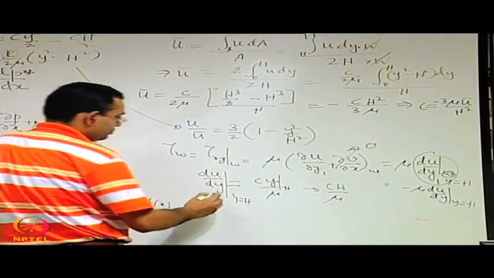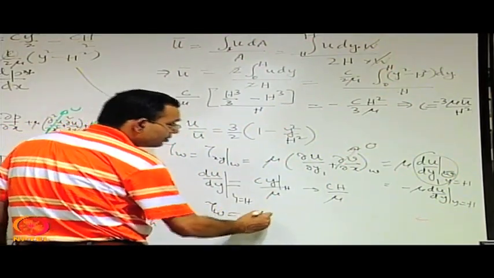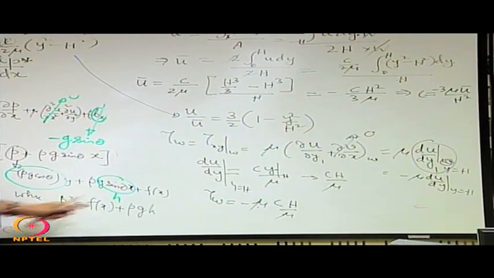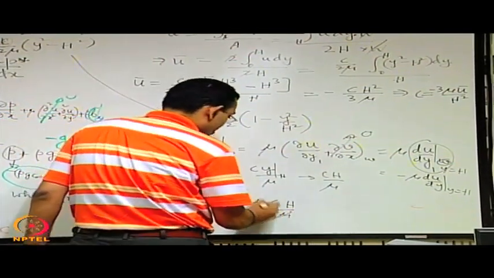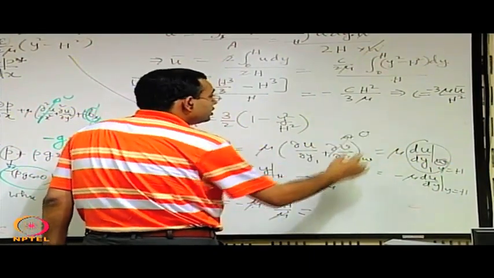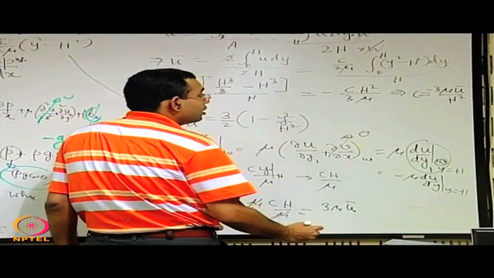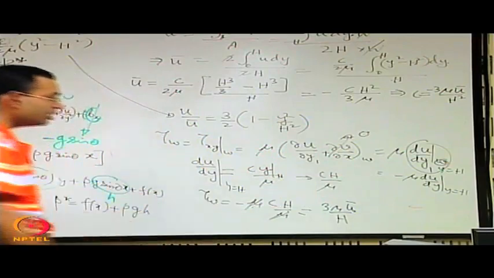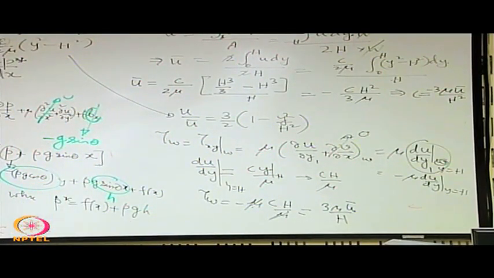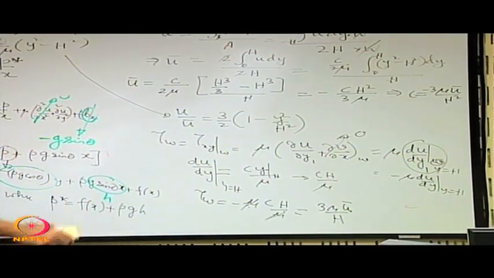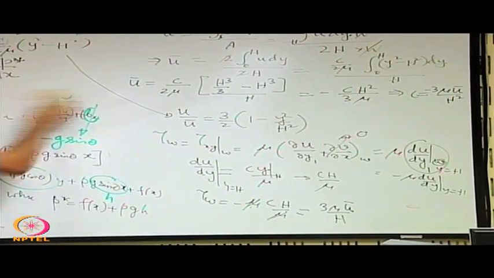So what is tau wall? Minus mu into ch by mu, right. So minus mu du dy, and c you can write as 3 mu u bar by h square. So 3 mu u bar by h. So that is the wall shear stress. Sometimes we write the wall shear stress in a non-dimensional form. So this is a dimensional form. So the non-dimensional form of the wall shear stress is something what engineers use as friction coefficient.